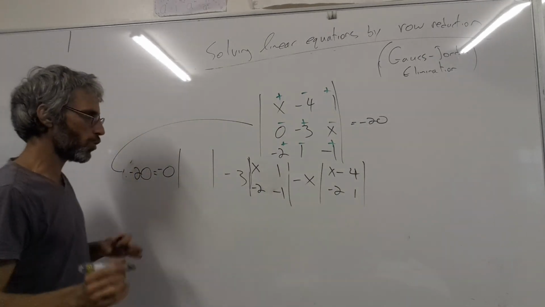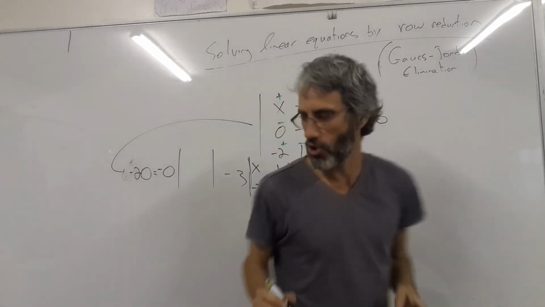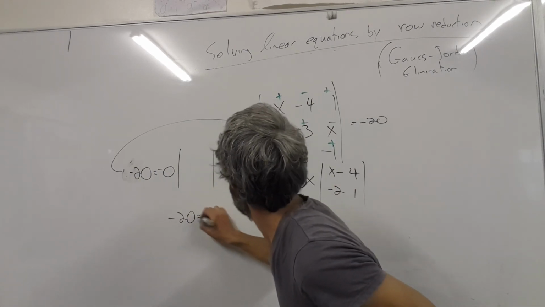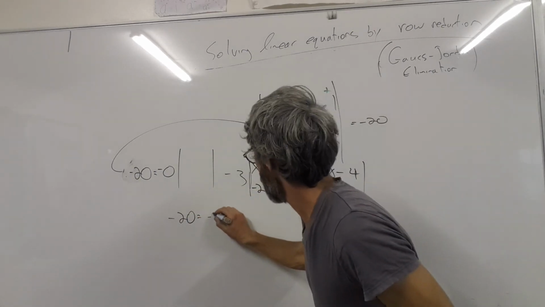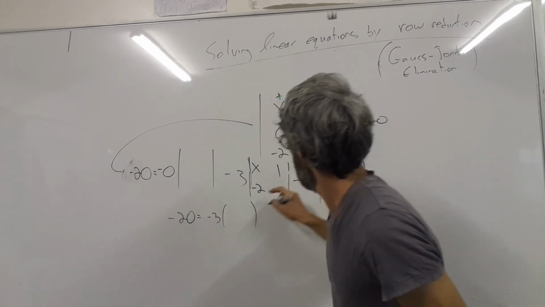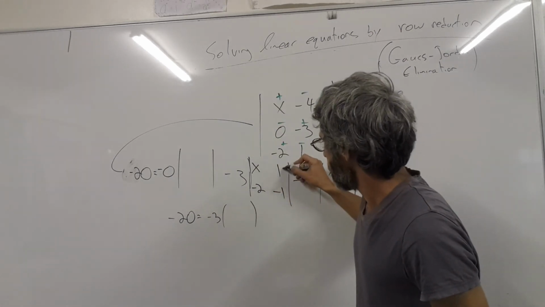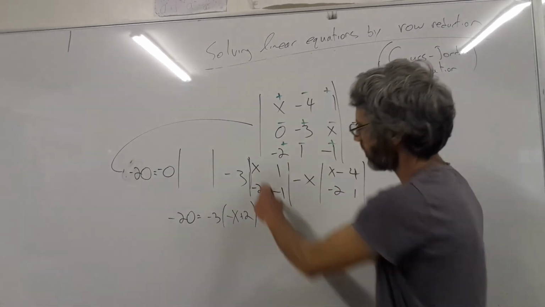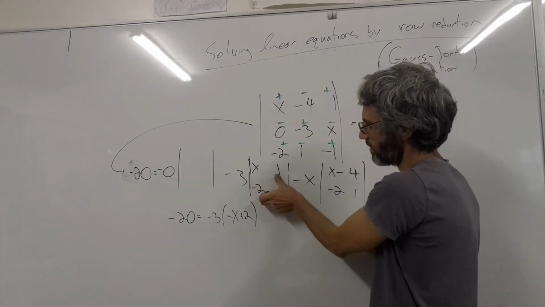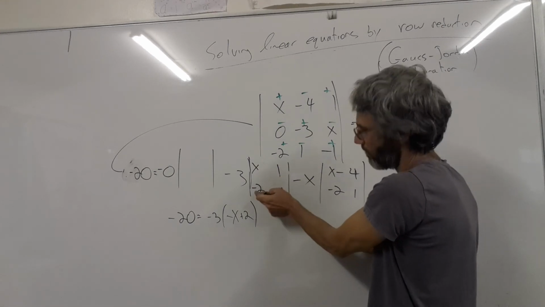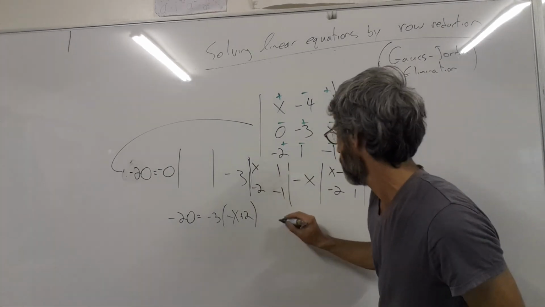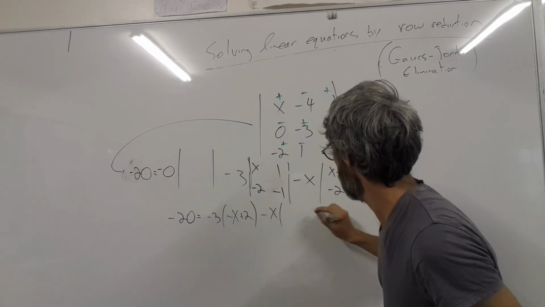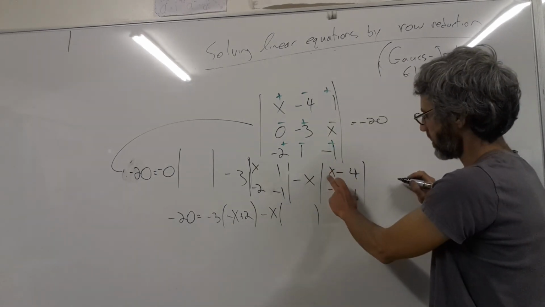Okay? We're not going to solve all of it. It's going to be a quadratic equation here, isn't it? But we'll just get to that quadratic equation. Minus 20 equals minus 3 times minus x plus 2. Is that right? Because x times minus 1 is minus x, and because it's minus 2 times 1, so it's plus 2. Minus x times x.